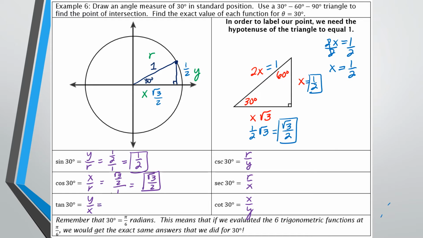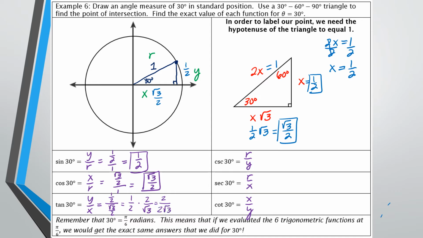So I have y, which is 1/2, over x, which is the square root of 3 over 2. So here's one of those complex fractions where I have a fraction on top of a fraction. So I'm going to take my top fraction, which is 1/2, and multiply by the reciprocal of the bottom fraction. When I multiply straight across, I'm going to get 1 times 2 in my numerator, and 2 times the square root of 3 in the denominator.